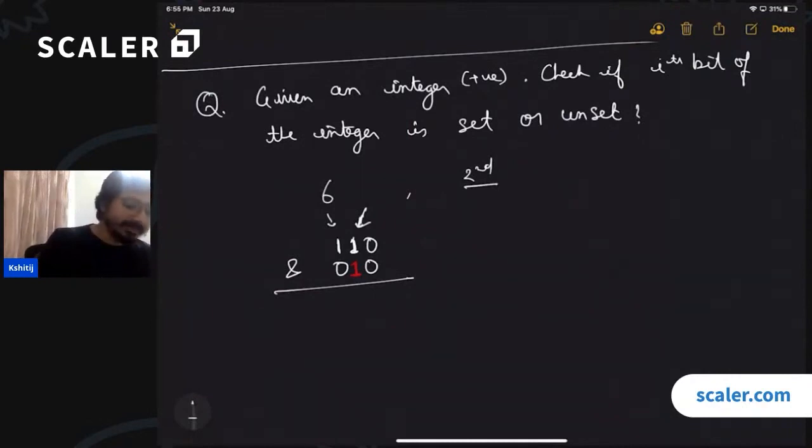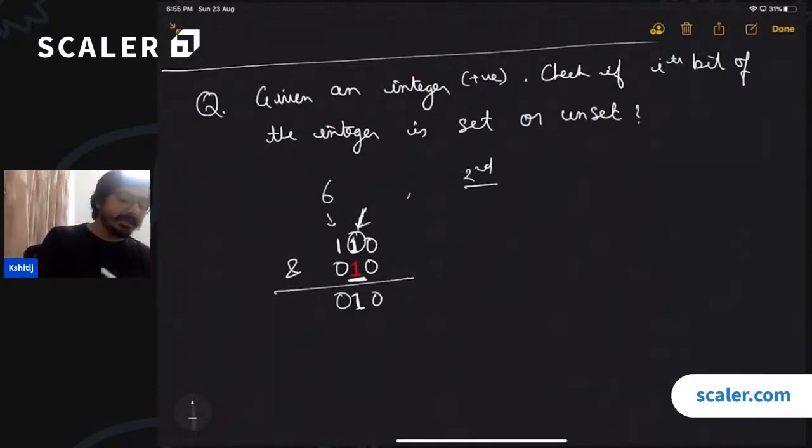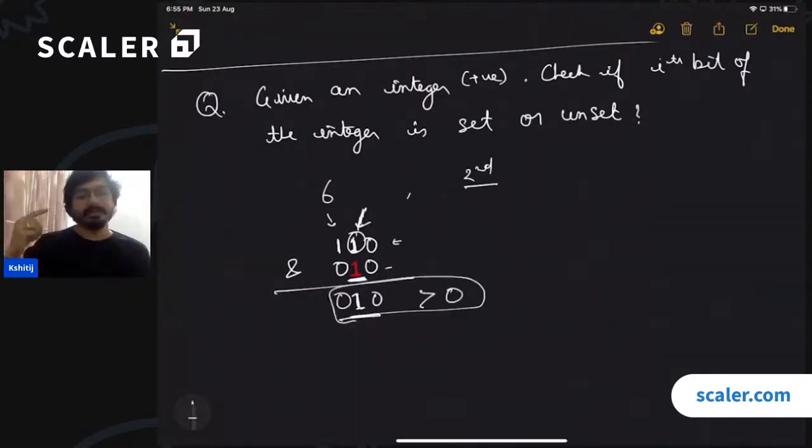Because if the result is non-zero, which is the case in this question, the result will only be non-zero if this bit is set, right? Because we are making sure that in the number that we are constructing, the ith bit is set, and all the other bits are unset. So if we are taking an AND of this number with the given number and the answer is greater than 0, then we can say that yes, the ith bit is set. If the answer is not greater than 0, in that case what will happen?